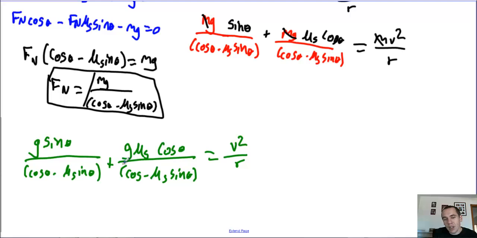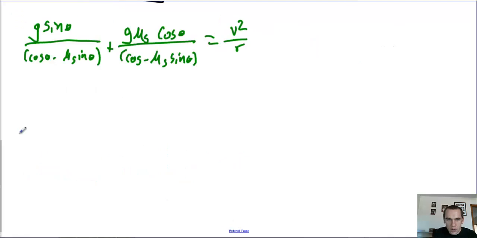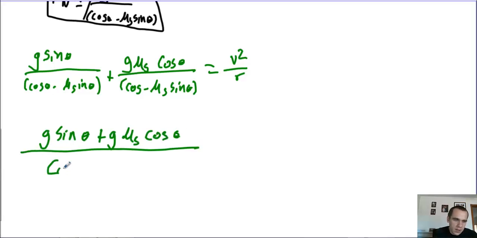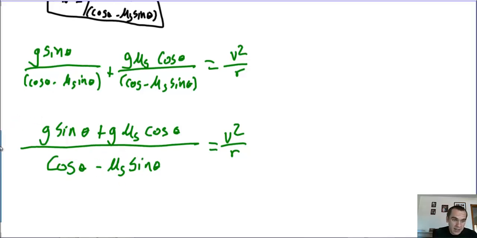Now, it might be worth it to start putting like terms together and doing some division and some simplification, or you can actually just start plugging in numbers. It's completely up to you. I'm going to do a little simplification first. So I see that these are a common denominator. So I have g sine theta plus g mu s cosine theta over cosine theta minus mu s sine theta equals v squared over r. Now I'm going to actually multiply both sides by this denominator because it's got that silly mu s in it and I don't know it.